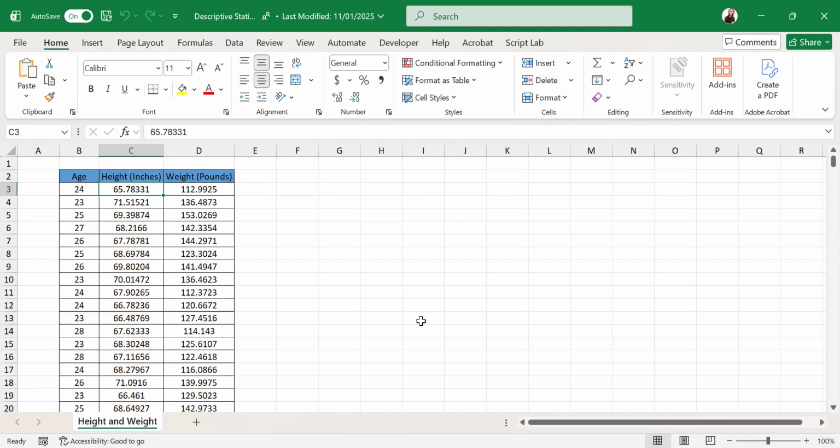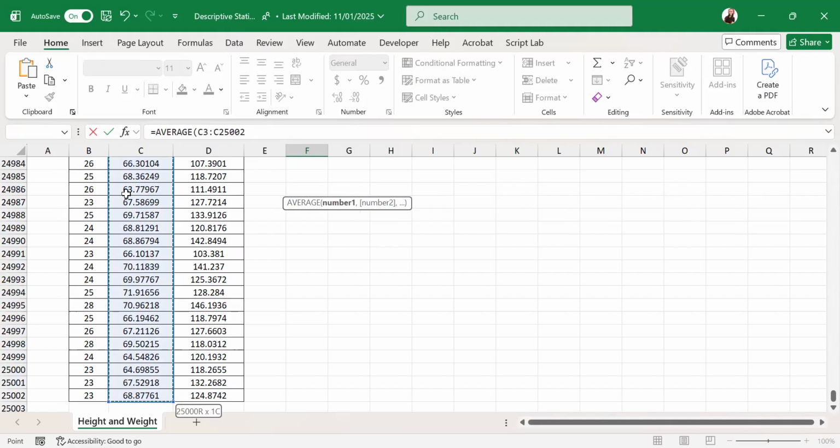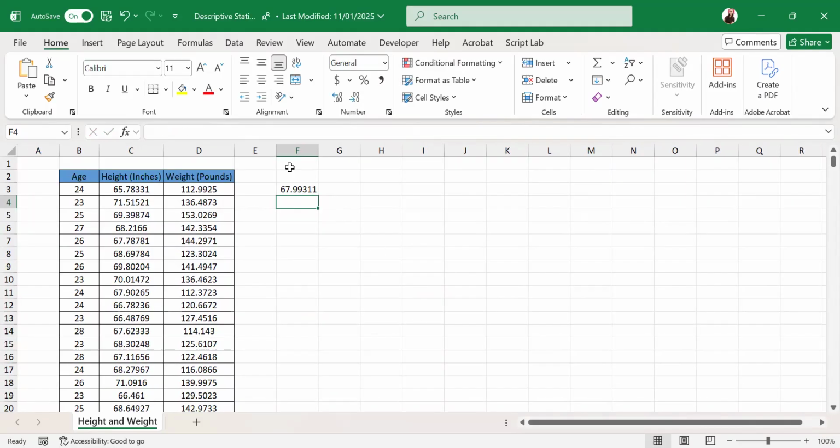When I want to get averages, for example, remember your formula always starts with an equal sign, and I'm going to get the average. The average is the same thing as the mean, remember. Let's say I want to get the average or the mean height of all of the people. I'm just going to select all of them. And I've got my average, okay?